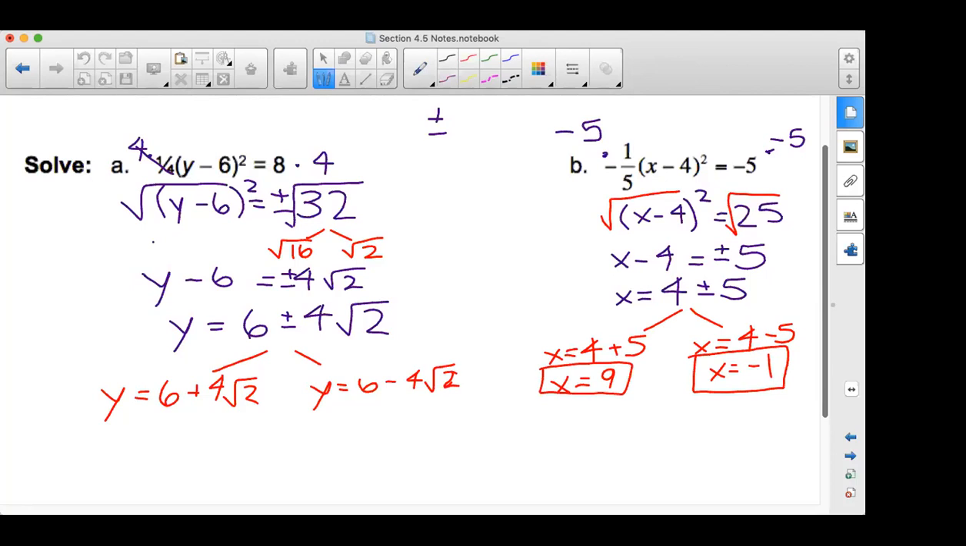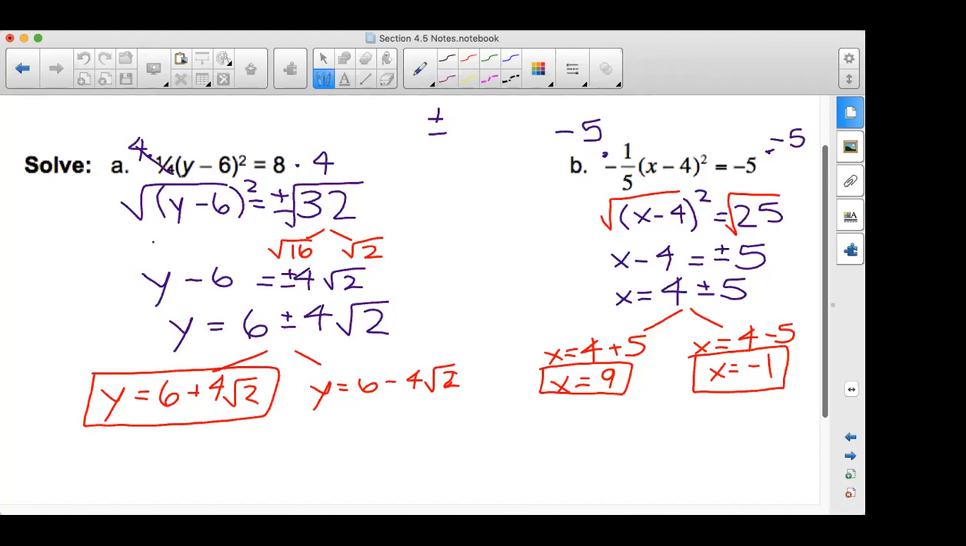Ella? For part A, do you have to get like a single number for y? Or is that the final answer? So could we break that root 2 down into anything? Like on part B, it's like x equals 9 and x equals negative 1. Right. But would we have like y equals a single number? So these are our final answers here. This is in its most simplified form.